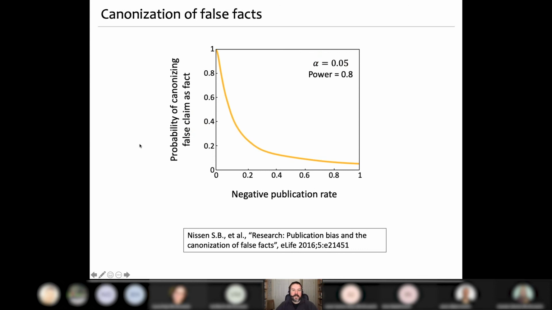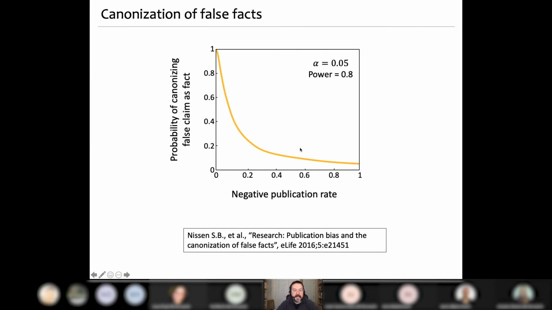This is a result from a simulation for tests with a significance limit of 5% and power of 80%. On the horizontal axis, we have the negative publication rate, how much people publish negative results. And on this axis is the probability of canonizing a false claim as a fact. When the negative publication rate is high, this probability is low. Eventually, it reaches 5% here. This is our alpha. This is supposed to defend us against false positives.